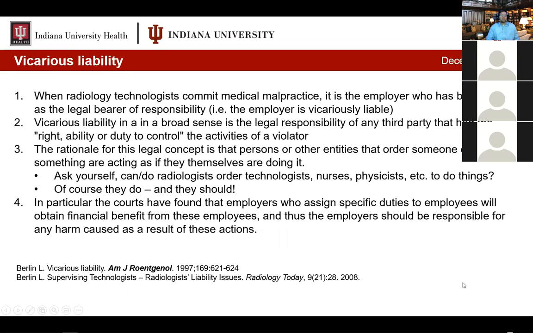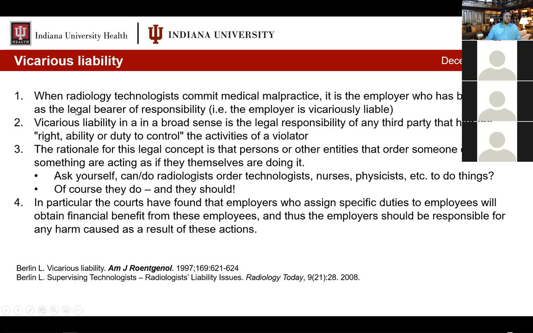Vicarious liability, as I mentioned, is almost the same as captain of the ship doctrine, but it's annotated separately in the ABMRS syllabus. So I do have one slide on it. This is taken almost completely from these papers by Dr. Berlin on vicarious liability, as well as another article in Radiology Today he had on supervising technologists, radiologist liability issues. I will send these out to the group or post them to the website with the video.